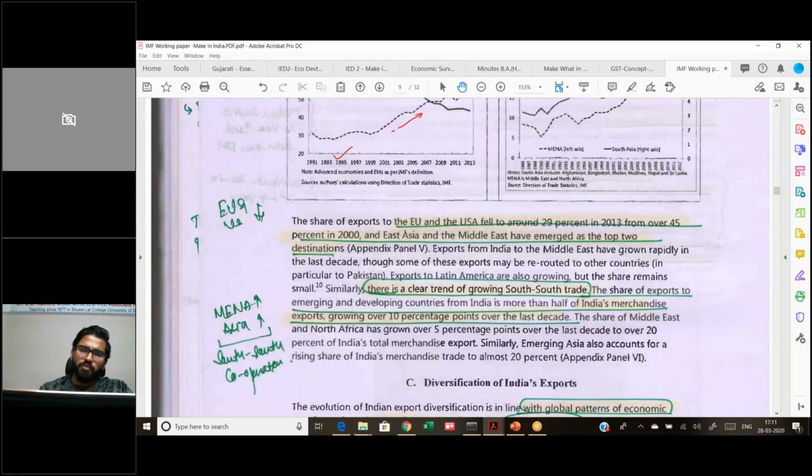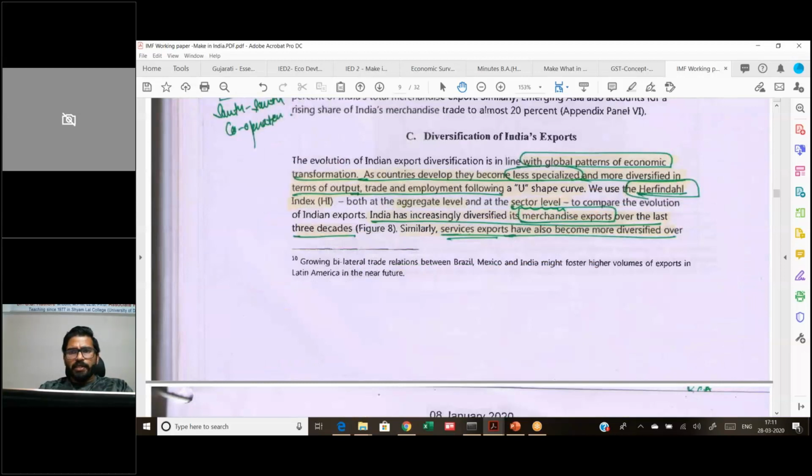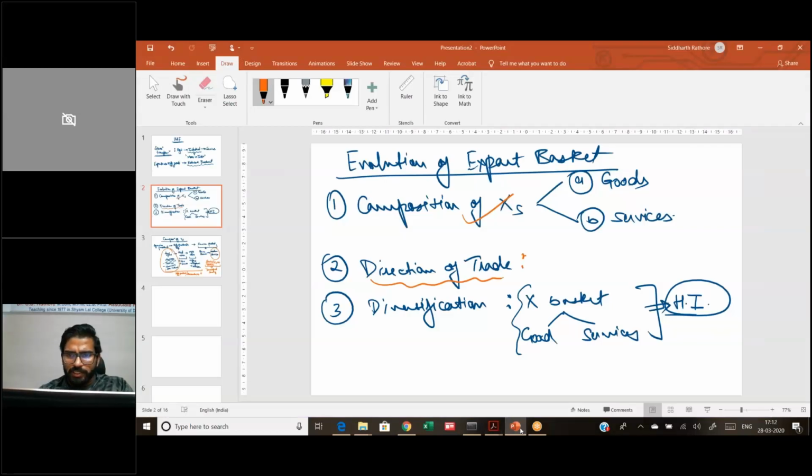One of the statistics is the share of US and EU decreased to 29% from 45% in a span of 13 years. Whereas in the South, there is a clear trend of South-South trade. I've told you what South-South trade is. South-South trade is basically a euphemism for trade between developing countries, or India's trade with developing and the low income group countries. The next point is about diversification. I've already talked about this, that India is in the South-South trade, and the South-South trade is perhaps at the expense of US and EU.